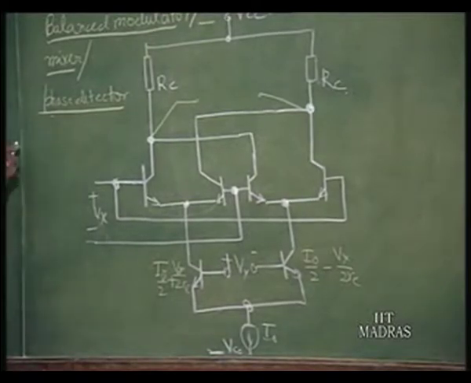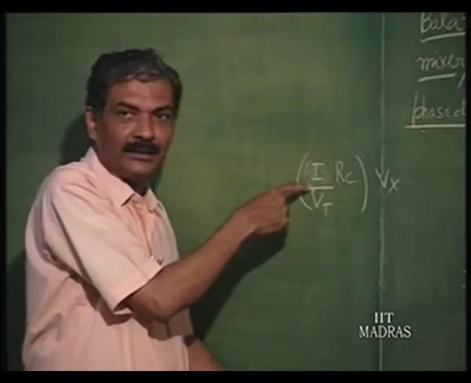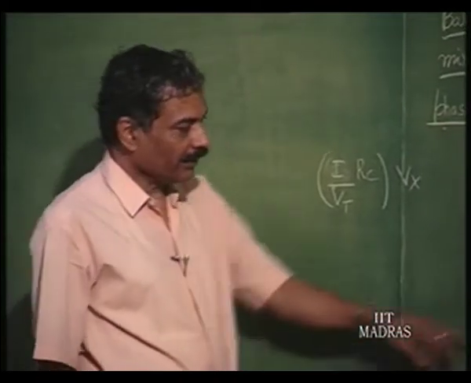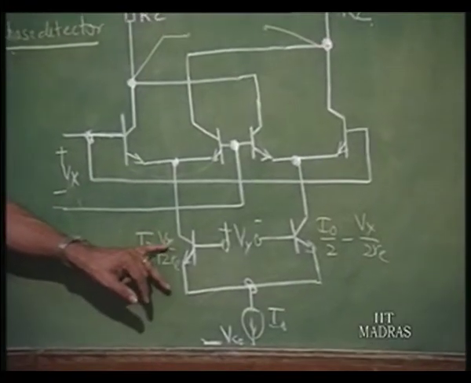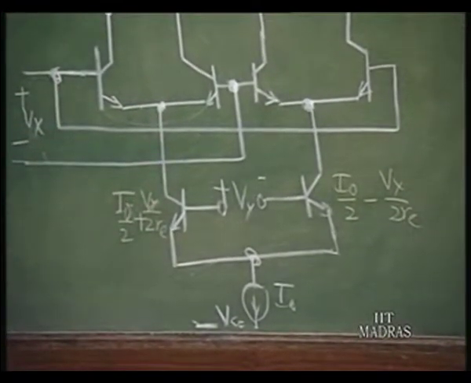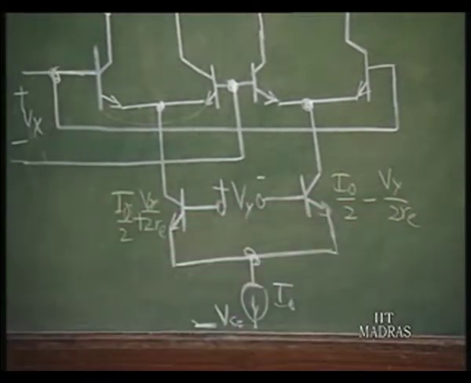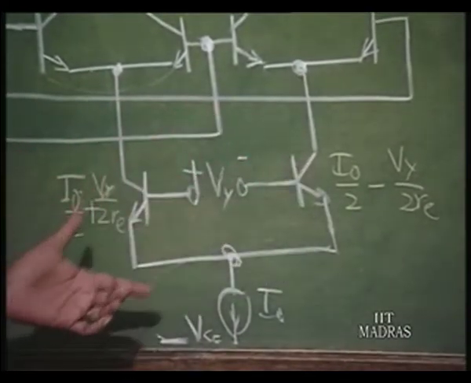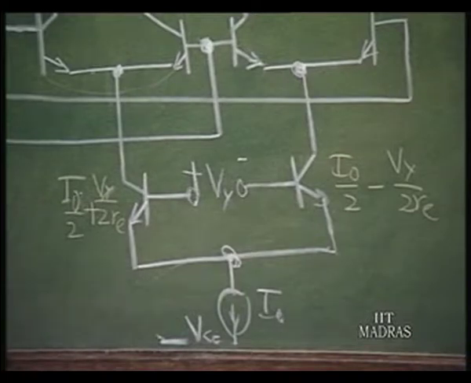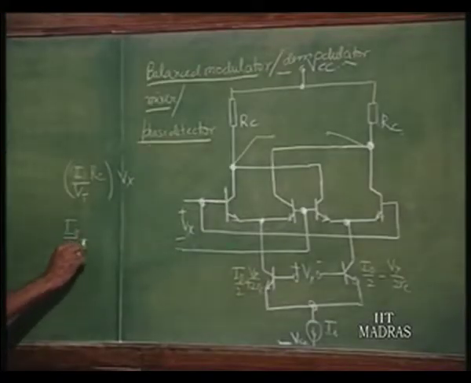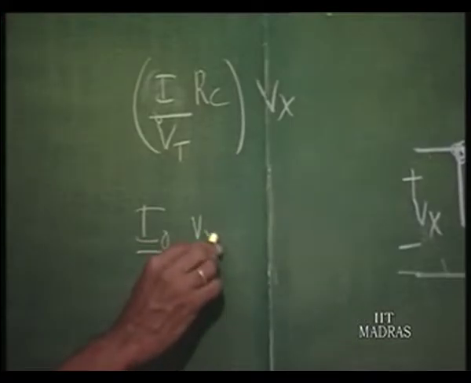So, output is this into V x, and since I is itself dependent upon another current here, we can get that as I naught by 2 plus V y by 2 R e in one case, and I naught by 2 minus V y by 2 R e in the other case. And if you take the differential output, again the constant part will vanish and you will get a product of V x and V y. So, this is the basis of this kind of multiplier.